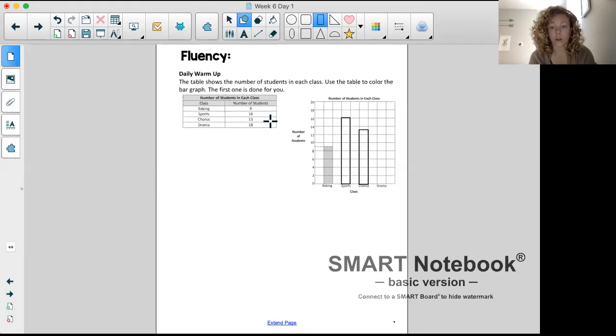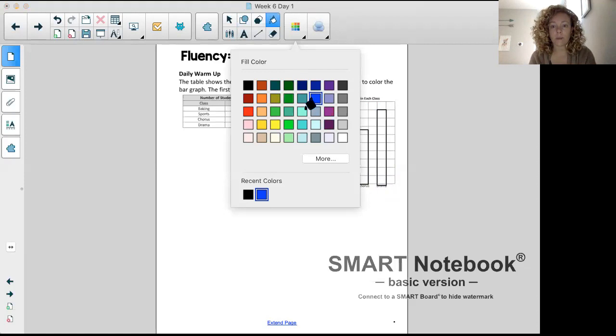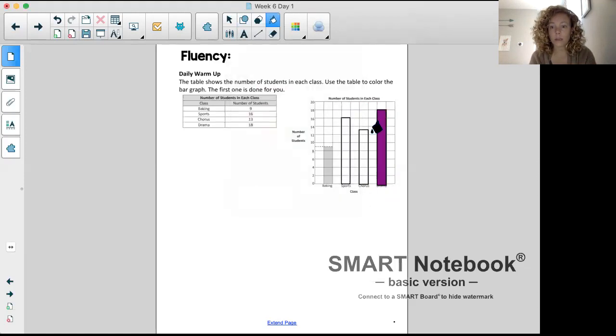The last class is drama, and there are 18 students. That goes all the way up to right here. So make sure I'm in the right spot, the right column, and that I end at the 18, and it looks like that. And like I said, you can shade those in to make it fun. I'm gonna make mine purple so I can shade my little graphs in like that, okay?